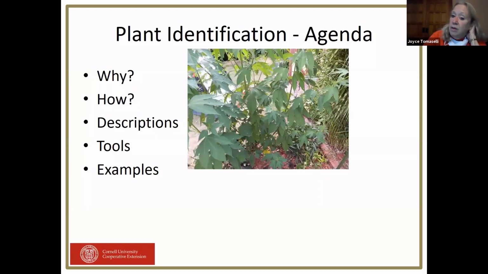So what we're going to talk about for the next hour is why plant identification is interesting and why sometimes it's really critical. We'll talk about some of the tools that can be used, or how we go about identifying plants, talk about some of the botanical terms, some of the botanical aspects that are necessary to understand in order to be able to describe a plant well, some of the tools that we use, and then some examples.